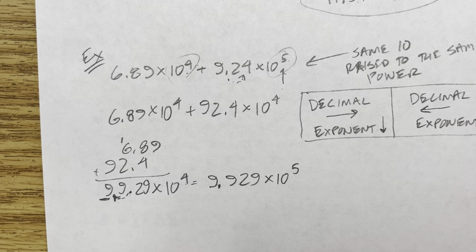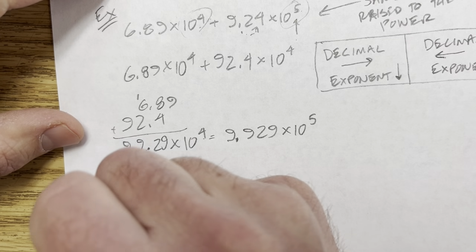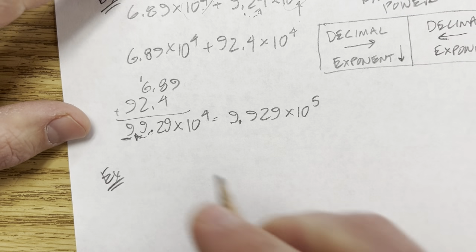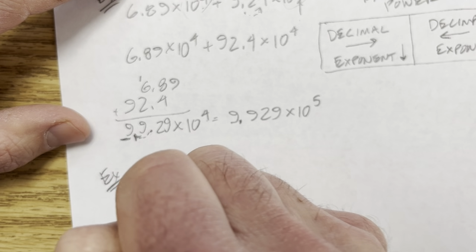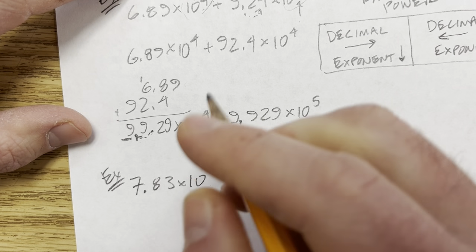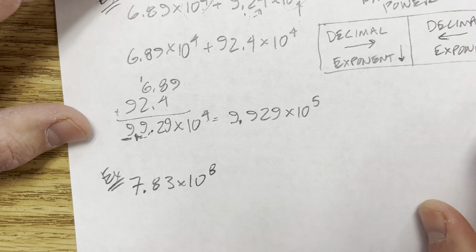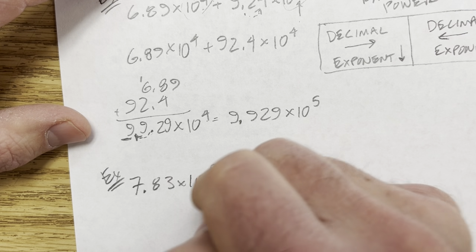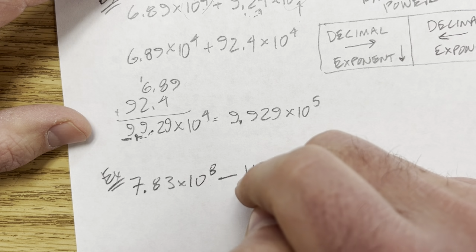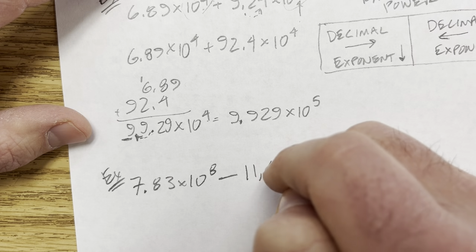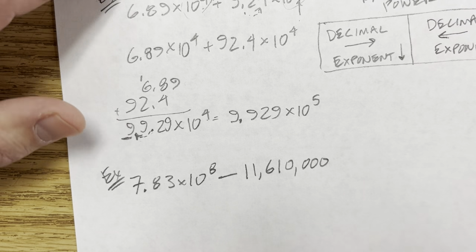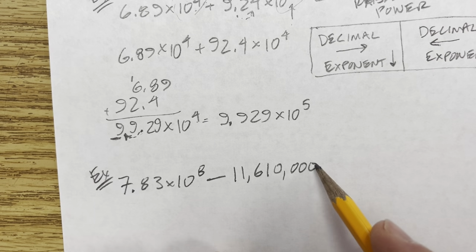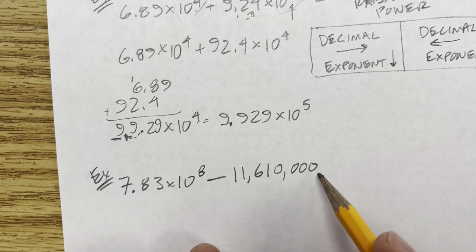Let's do one more. Let's do this one. 7.83 times 10 raised to the power of 8, and let's subtract 11,610,000. Okay, now notice this one is not raised to the power of anything.